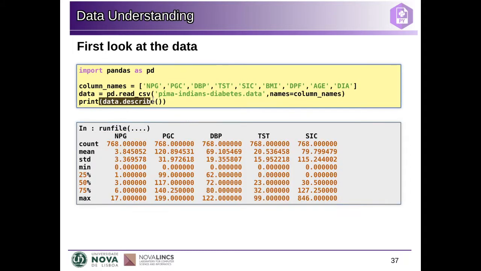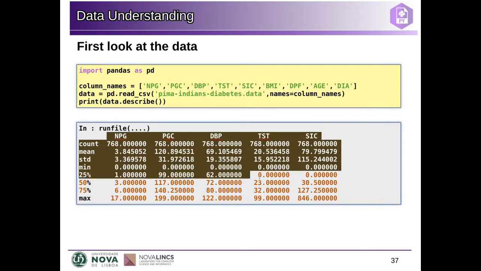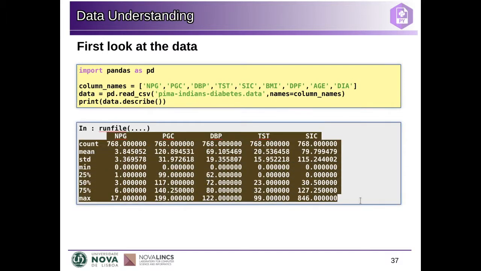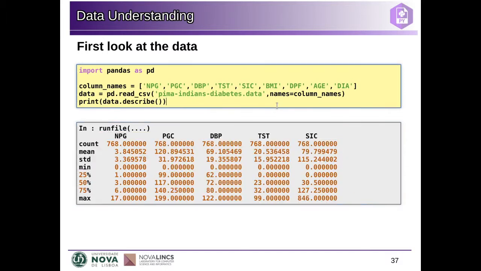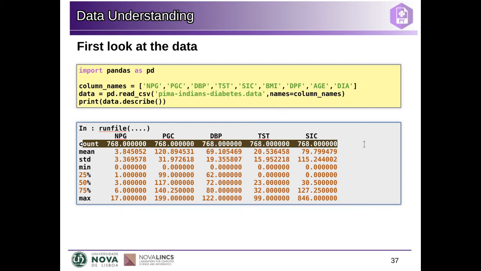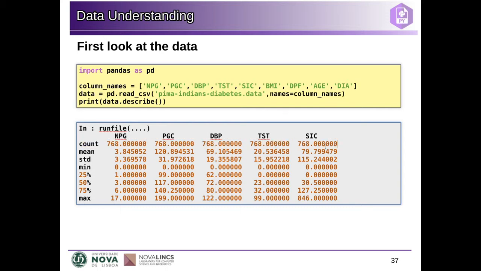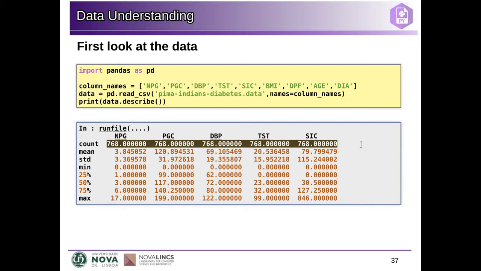We can use describe to print out what our data looks like. This is a very useful function because we get a short table with just the summary of the data. How many values we have that are actual values, so not missing values. We can see that we have values for all the rows, all 768 of them.